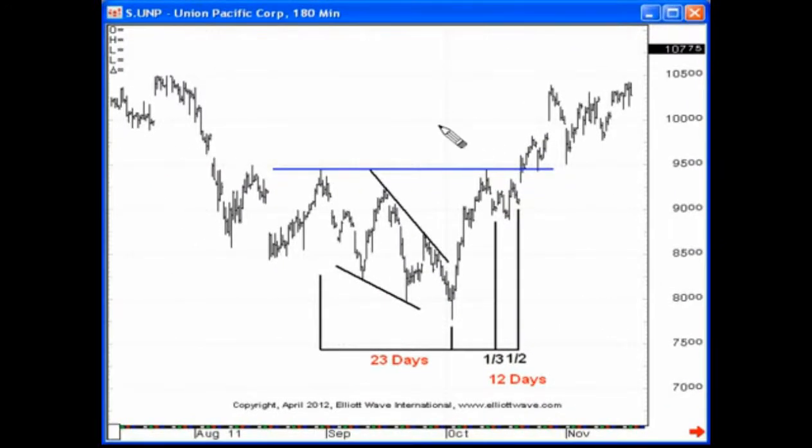Again, this is Union Pacific, ticker symbol UNP. The actual ending diagonal began here and ended here. That's about 23 trading days. The guideline is that we're going to see a full, complete retracement and then some of this pattern within 1/3 to 1/2 the time it takes the pattern to form. Well, 12 days later, that's when we exceed this extreme right here. We go back to beyond the origin of the ending diagonal in 12 days. I'm a day off here, but it's a solid guideline, and one I look for quite often.